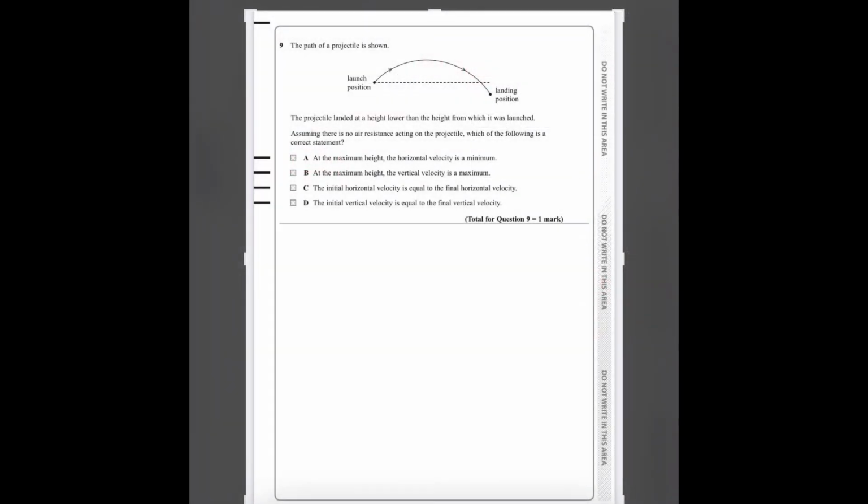Number 9. The path of a projectile is shown. So this is a projectile motion. The launch position is this and it goes in this direction and lands in a new direction here. The one thing that we can notice is that the vertical point at which it is launched is higher than where it reaches the ground. So if we launch something from this point, it goes to this point, it travels this distance extra when it is going down.